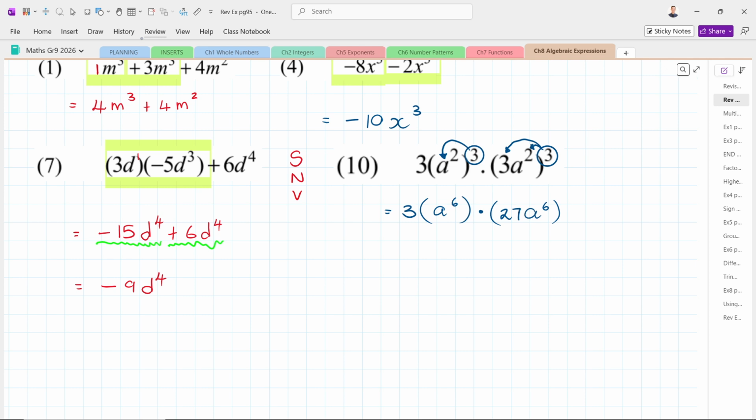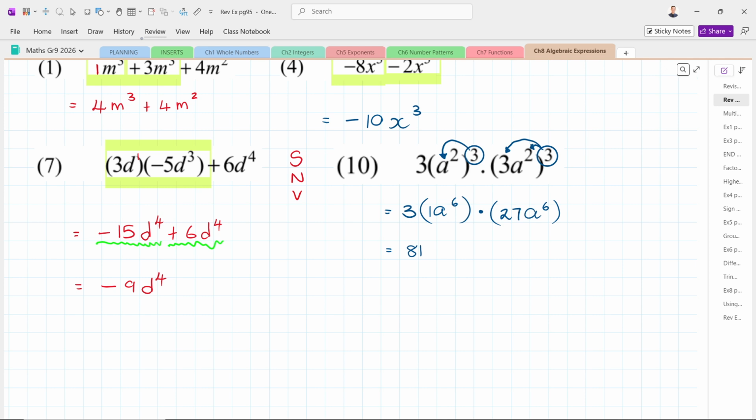Okay, now we've got multiplication, and there's 3 things being multiplied here. So we can actually multiply straight through. 3 times 1 times 27 is going to be 81.